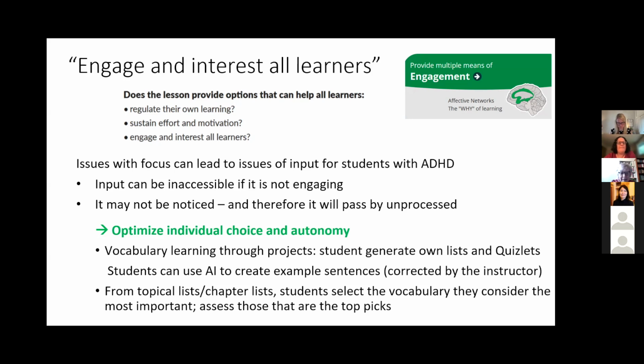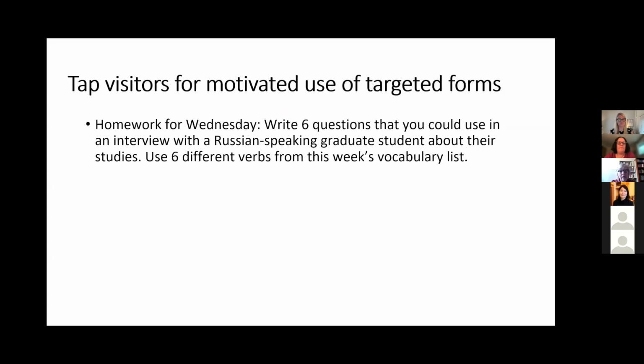Another thing that students like is giving them a topical list. I had a quiz like this today. Students select the vocabulary they consider the most important, and then I don't write a separate quiz for everybody as I would for the one I mentioned before with AI. But I take the top picks. I tell them what the top picks are, and so they're engaged. They're involved in choosing their vocabulary list.